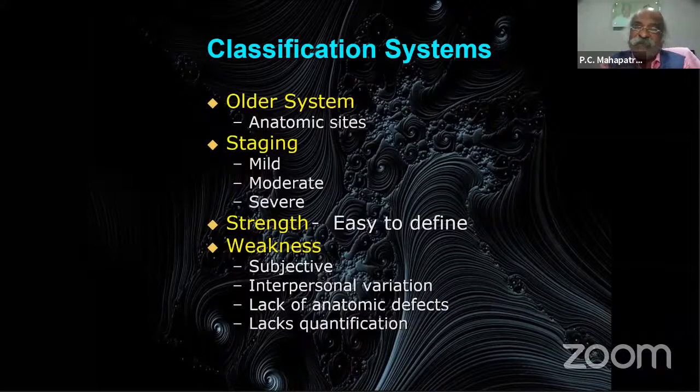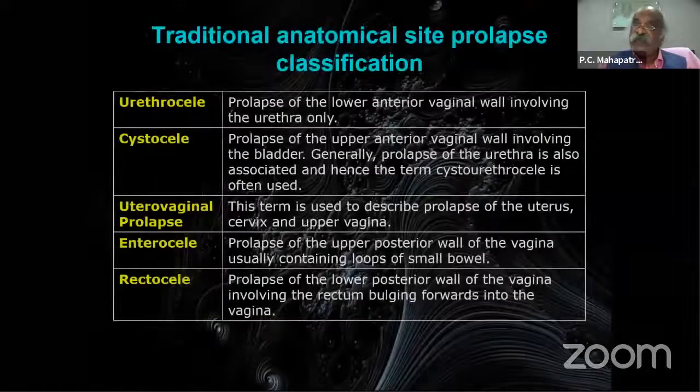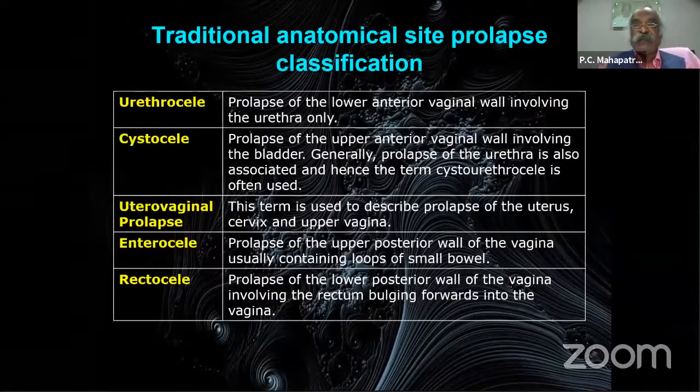But this has a strength and it has a weakness. What is the strength of this older system of classification? It's easy to define, not complicated. But the weakness is that it is subjective, with interpersonal variation. What is mild to me may be moderate to somebody else. Mild cystocele, some may see it as a moderate cystocele. There is no quantification and a lack of anatomic defects. These are the main weaknesses of this older classification system, so there is a need for a change and a newer system. So these are the traditional anatomic site prolapse classifications.